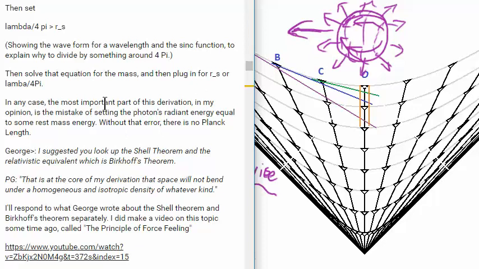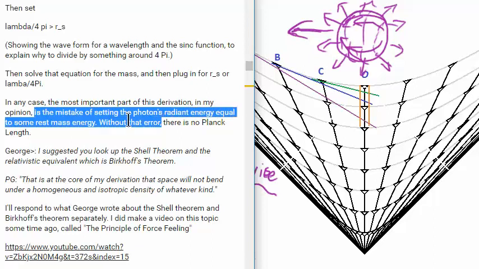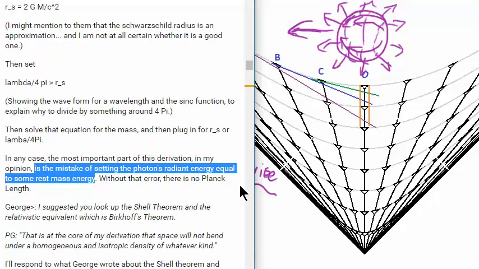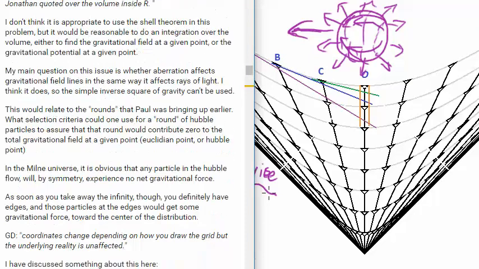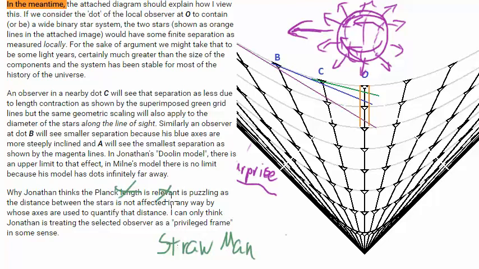In any case, the most important part in this derivation, in my opinion, is the mistake of setting the photon's radiant energy equal to some mass energy, rest mass energy. Without that error, there is no Planck length. There is no Planck length because the thing that creates the concept of Planck length is an error. So to say that I am claiming that the Planck length is relevant is absurd. I didn't just prove that the Planck length was irrelevant. I was proving that the Planck length is an absurdity. Ah well, I guess I gotta get going.